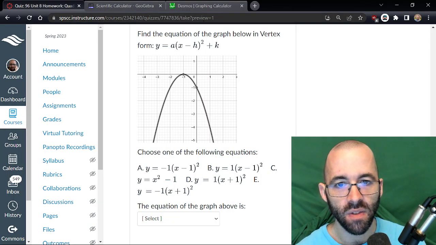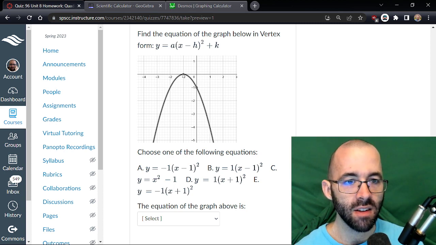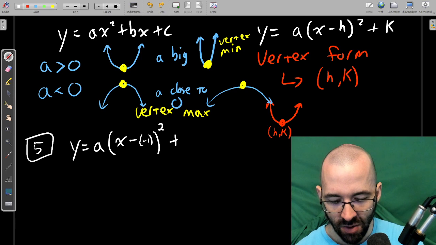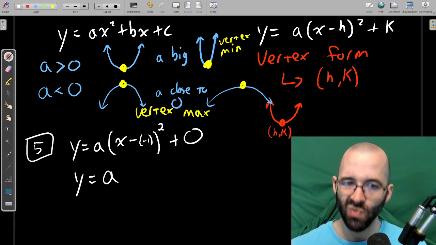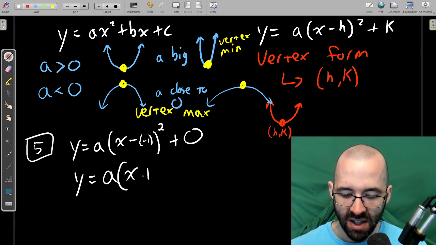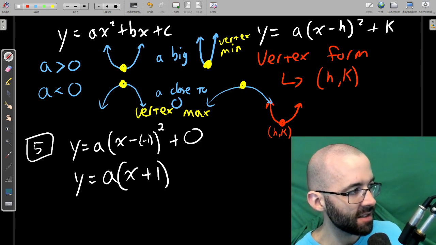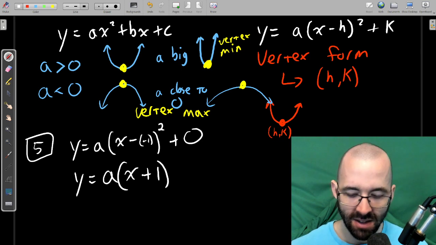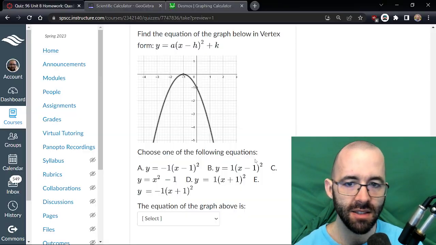What's our k value? That's the y coordinate of the vertex. What's the y coordinate right here? The y coordinate is 0. We're not above or below the x-axis. The y coordinate is 0. So let's simplify this a little bit. A, let's not worry about a just yet. We're subtracting a negative number, that's the same as adding a positive number, right? If I'm losing -1, that's the same as gaining +1. And then plus 0, we don't need to write. So it should look something like this.